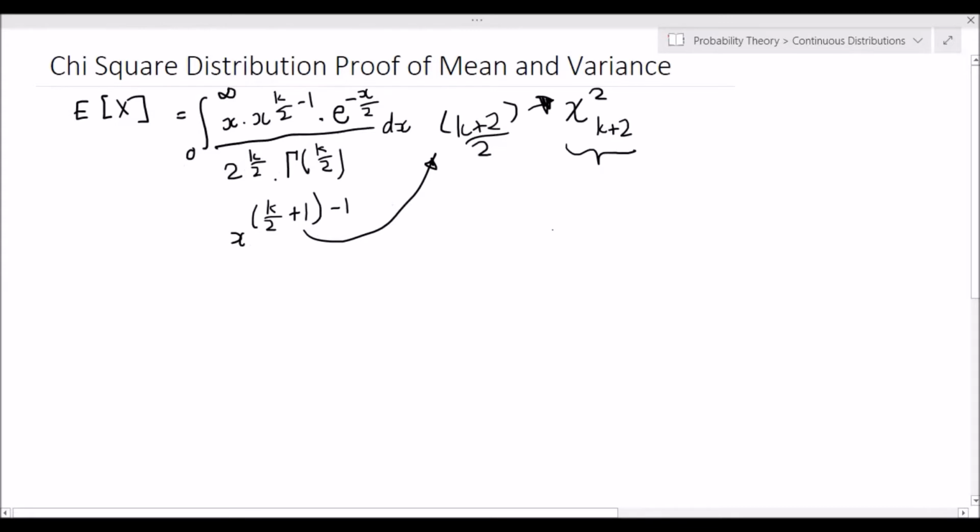So firstly, how does the PDF of a chi-square distribution that has k plus 2 degrees of freedom look like? Well, we're going to have x to the power of k plus 2 over 2 minus 1 multiplied by e to the negative x over 2. This x has no k attached to it, so it is independent of the degrees of freedom. Over 2 to the power of k plus 2 over 2, and we will have a gamma of k plus 2 over 2.